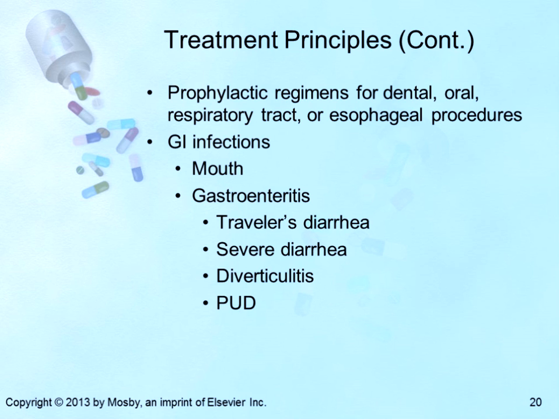So, prophylactic regimens for dental, oral, respiratory tract, or esophageal procedures. These regimens are performed for patients with risk for endocarditis or prosthetic devices such as valves, knees, hips, and shoulder replacements. For GI infections, you want to think about the mouth. Mouth infections can be caused by a large variety of bacteria, but they often respond to penicillin. Because uncontaminated cultures are difficult to obtain from the mouth, treatment with a broad-spectrum antibiotic is usually necessary.